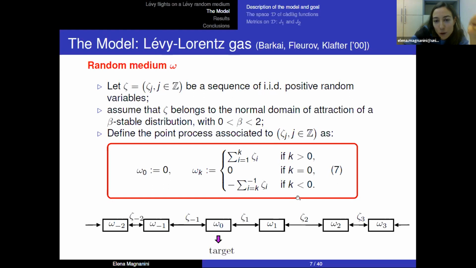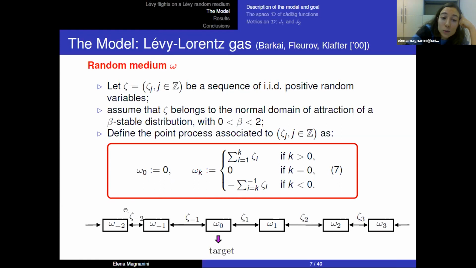So let's have a look at this picture. We have a target, or a point, in the origin, so omega zero is equal to zero. For example, omega 2 is the point which is at distance zeta 1 plus zeta 2 with respect to the origin, whereas omega minus 2 is the point located in position minus zeta minus 1 minus zeta minus 2 with respect to the origin.